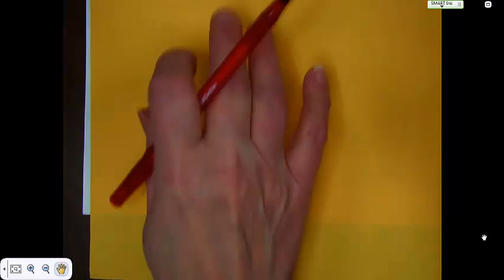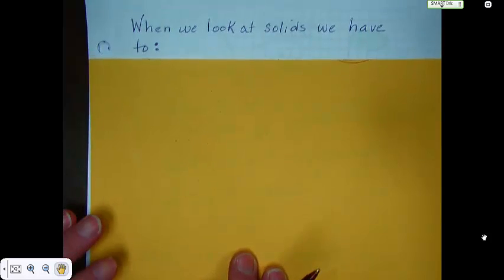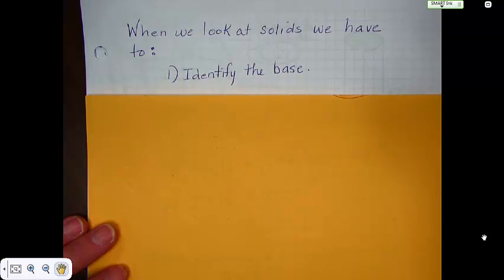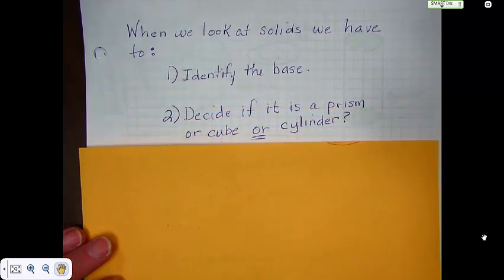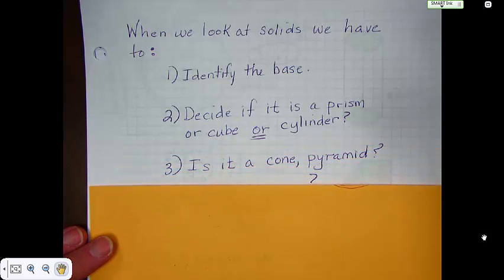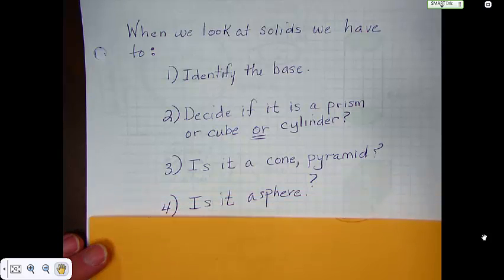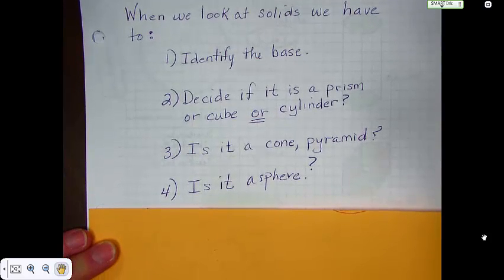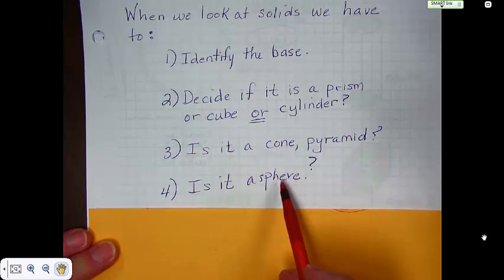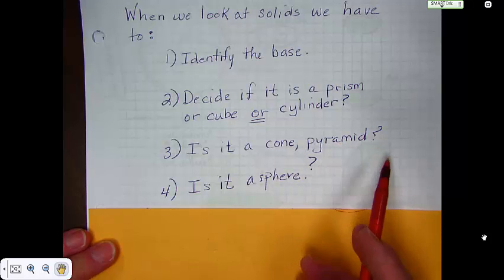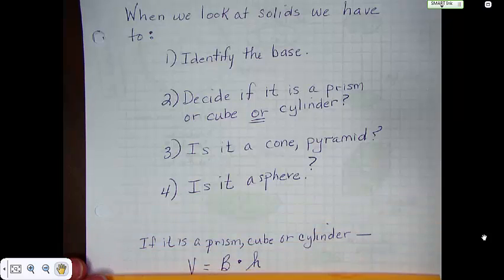When we look at solids, the first thing we really have to do is identify the base. Because if we're going to find the volume of it, we have to know what the base is. And then we have to decide, is it a prism, a cube, or a cylinder? Is it a cone, or is it a pyramid? Is it a sphere? That makes a huge difference, because it makes a difference as far as what we're going to use for a formula to find the volume of that thing. Spheres are totally different. Cones and pyramids, they don't go straight up. They have a slant height to them, so that makes a difference.